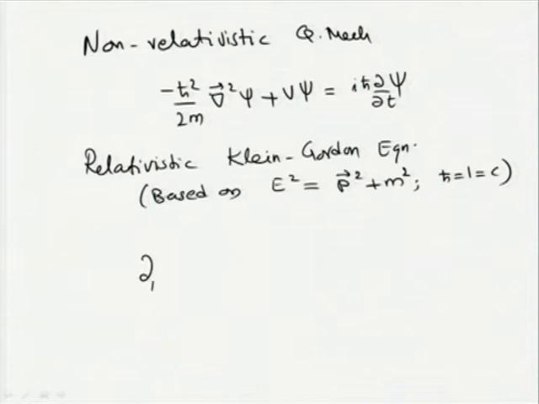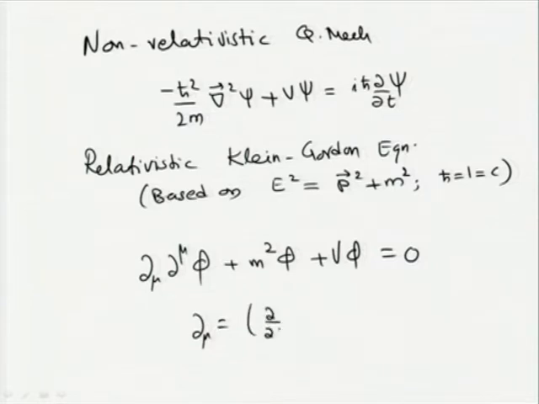In that case, we said we could write down, for a particle described by a wave function phi, dou mu dou mu phi plus m square phi plus V phi equal to 0, where dou mu is now dou by dou t, and so on. We discussed the interaction of charged particles, and to some extent found out the expression for the transition amplitude in this case.